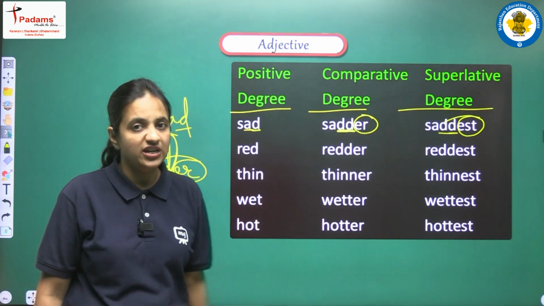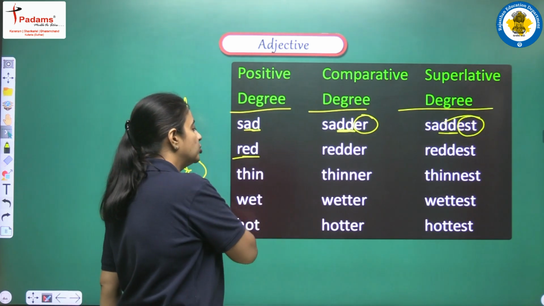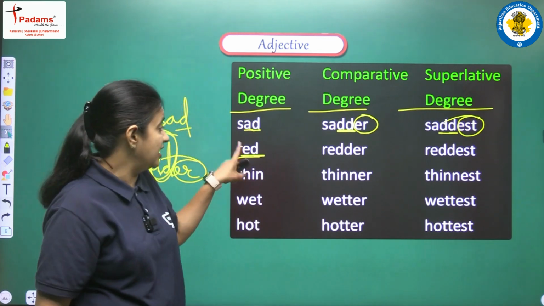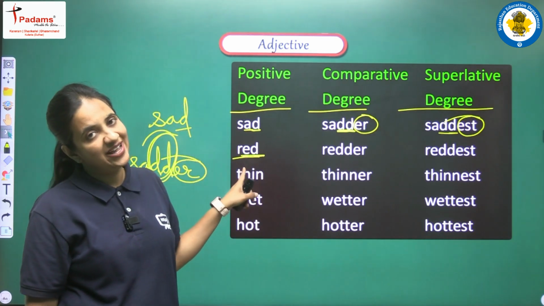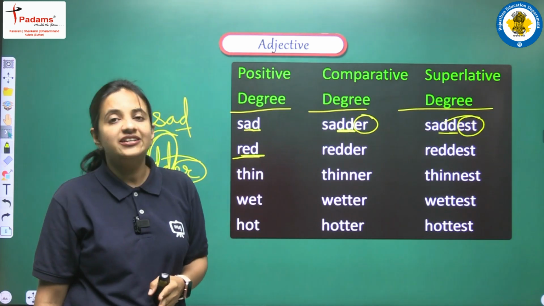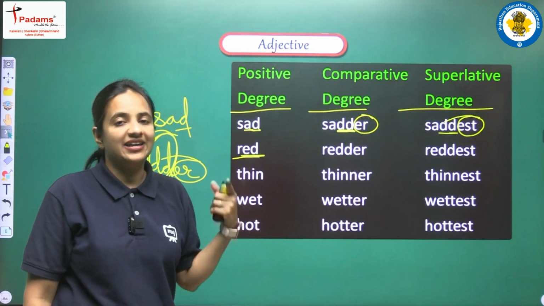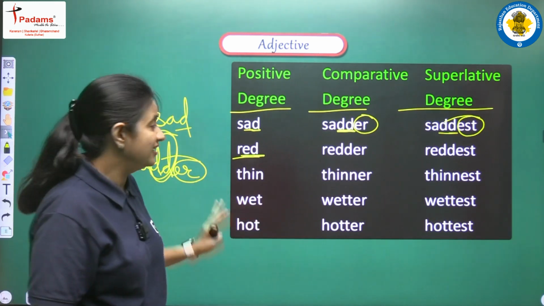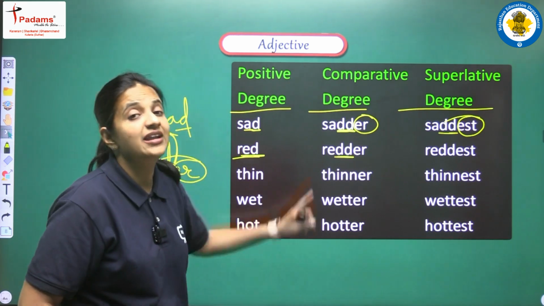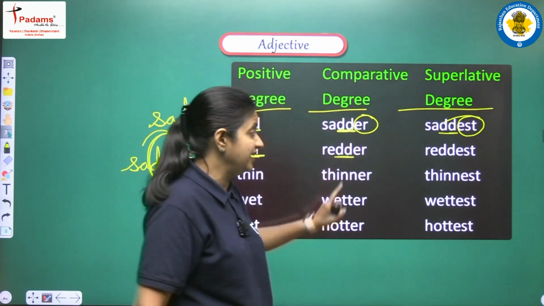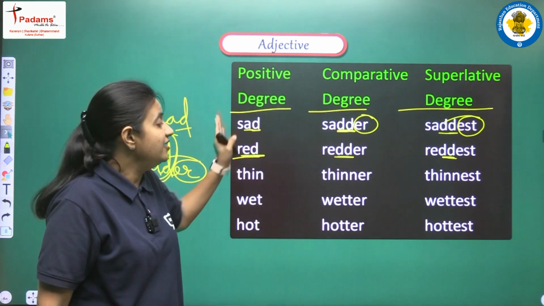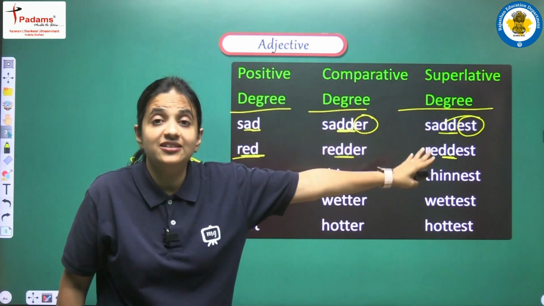Red, it's a positive degree word. Again, just look at the rules. The first condition was that the last letter should be a consonant. Yes, we are having one consonant. Before the consonant we are having E, and E is also one of the vowels. Again, both the conditions are applicable here. So again we have to double our consonant letter, and after that we have to add ER and EST. So yes, it will be red, redder and reddest.